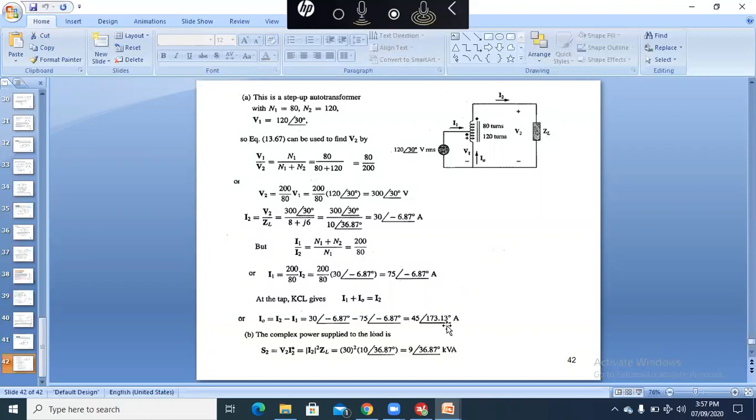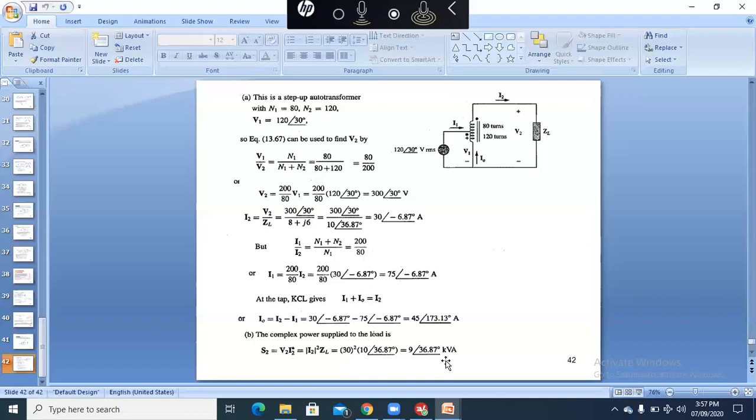Now the complex power supplied to the load is I2 square ZL, and that is 30 square at the angle of the load impedance. So this will give the rating of the transformer. So this is the complex power supplied by this autotransformer to the load.